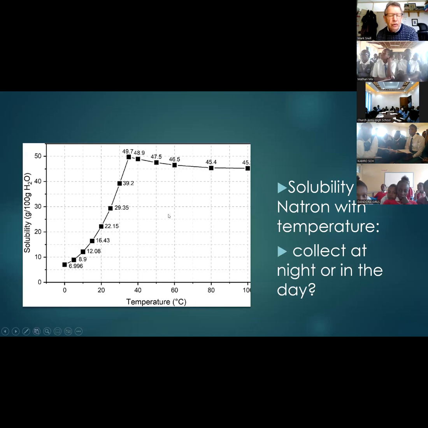So here's a question. Would you collect it in the day or in the night? Now look at the solubility. The solubility is quite low at a low temperature, and it increases steeply, okay? Increases steeply until a maximum at around 37 or 38 degrees Celsius, and then it drops off. So would you collect it in the night or the day? Well, look at this. As it cools down at night, it's going to come out of solution more. Okay.